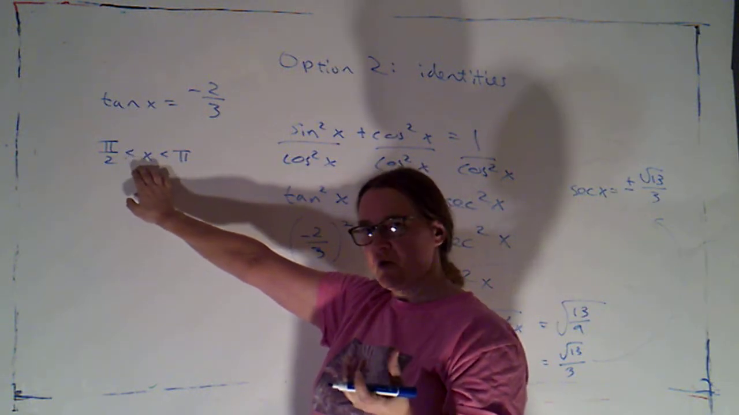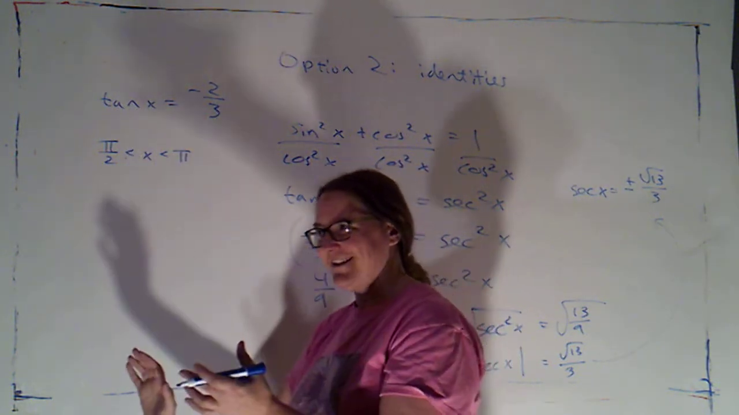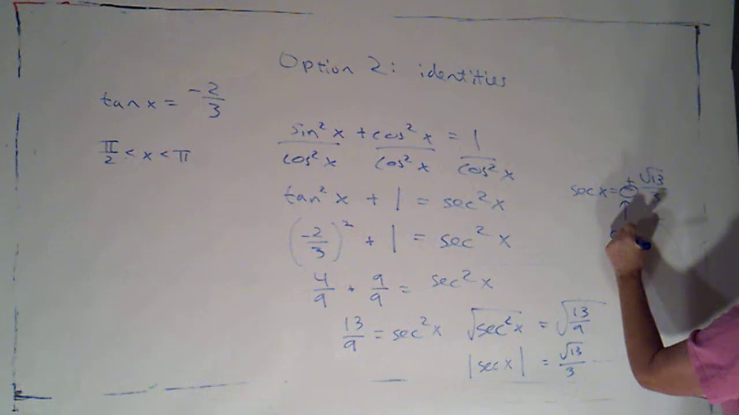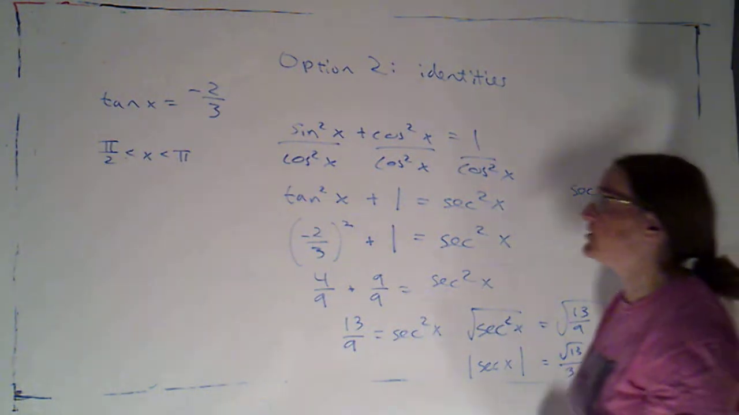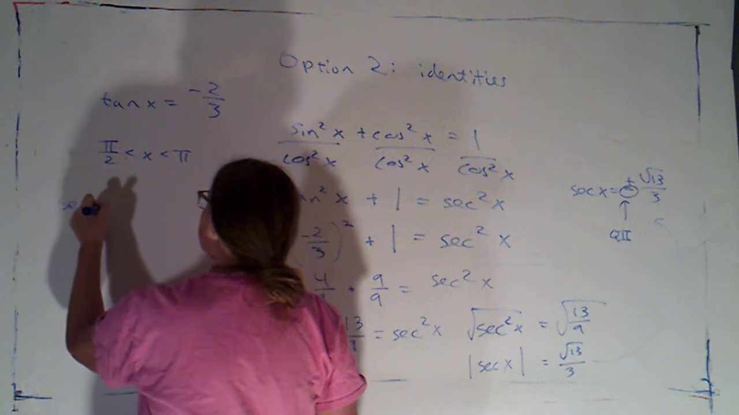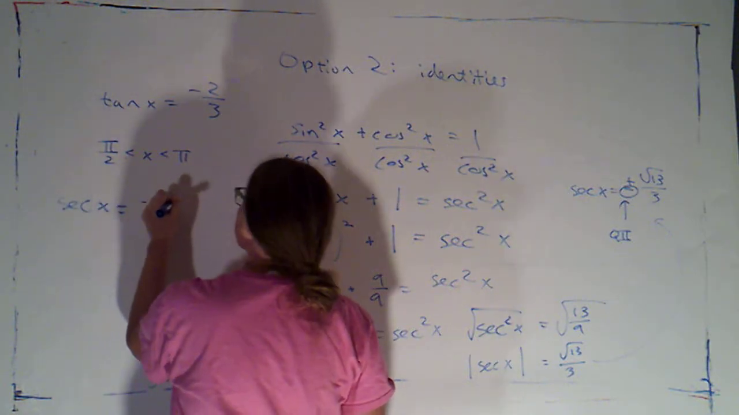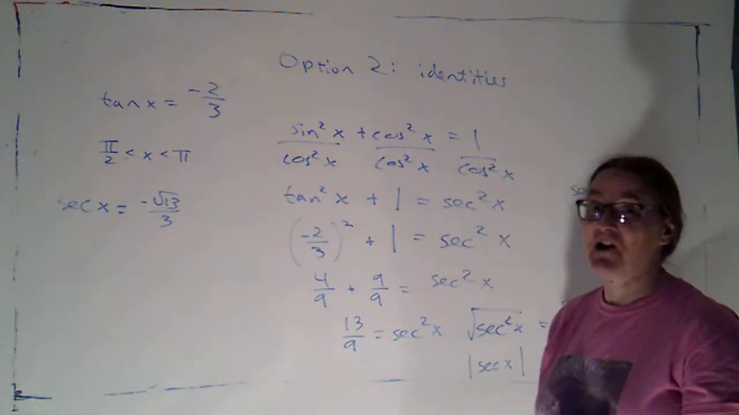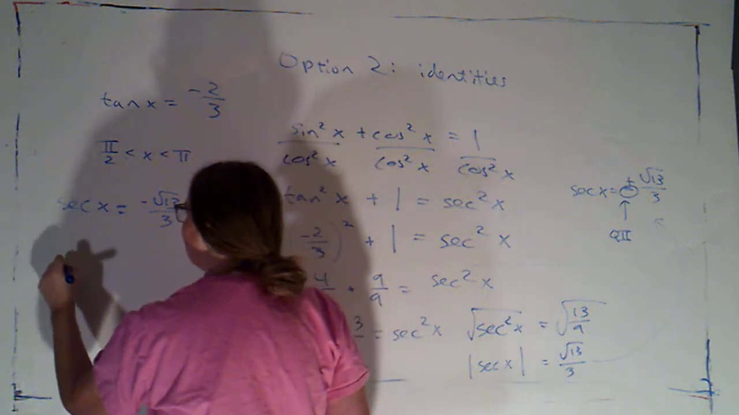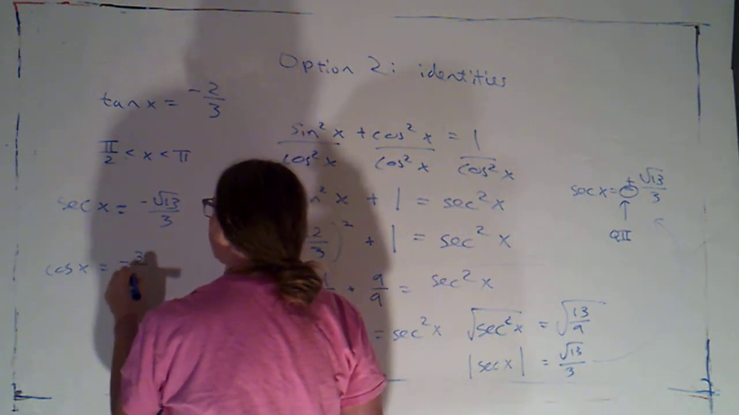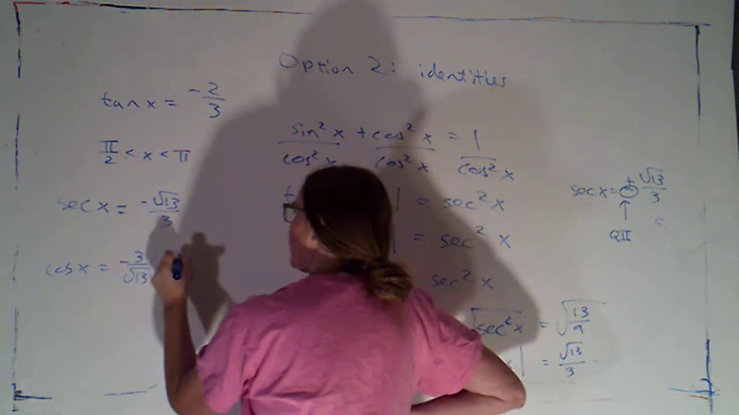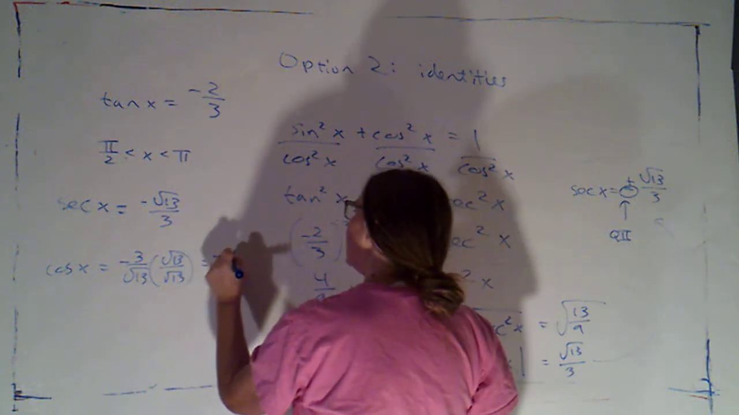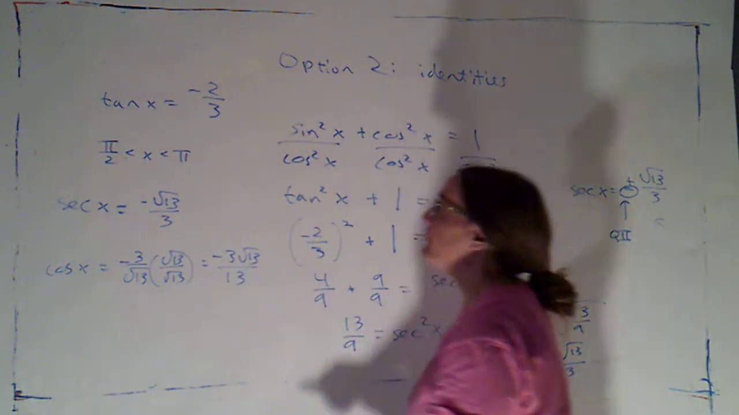I'm in quadrant 2. In quadrant 2, cosine is negative, so its reciprocal secant is also negative. So I use the quadrant to help me make that decision. So now I've got secant of x is negative root 13 over 3. From there, I'm going to go to cosine, because cosine is just the reciprocal of that. So that would be negative 3 over root 13. Now I can rationalize by multiplying by 1 in the form of root 13 over root 13. So I get negative 3 root 13 over 13.